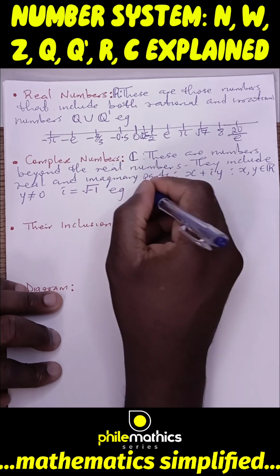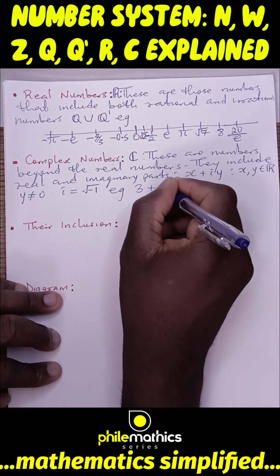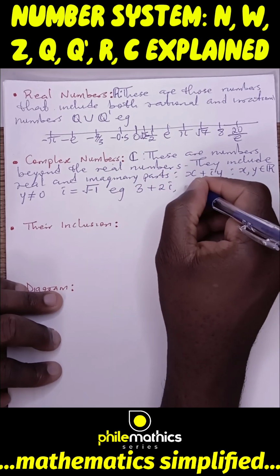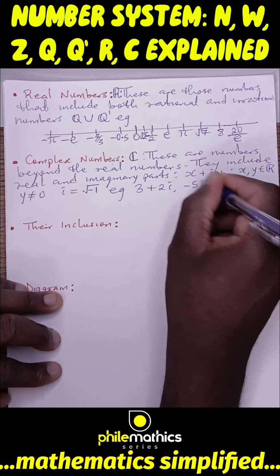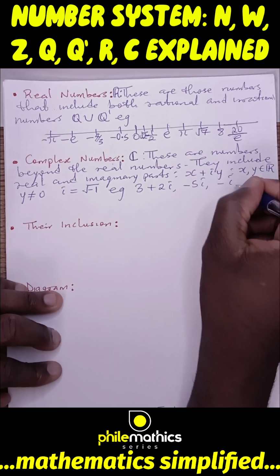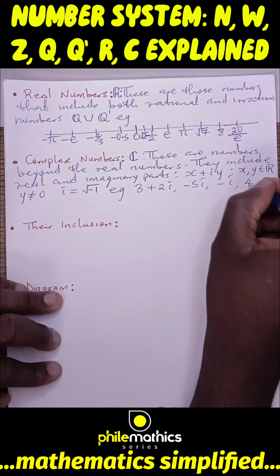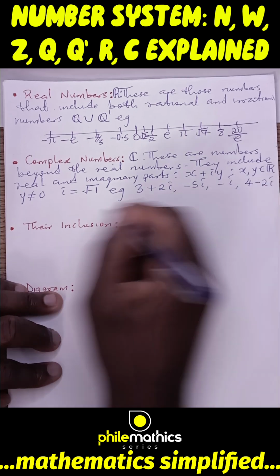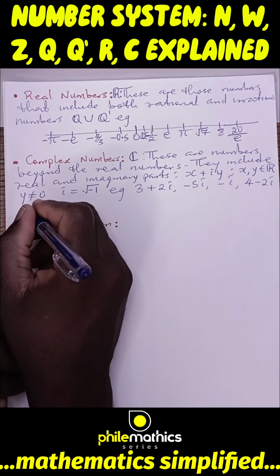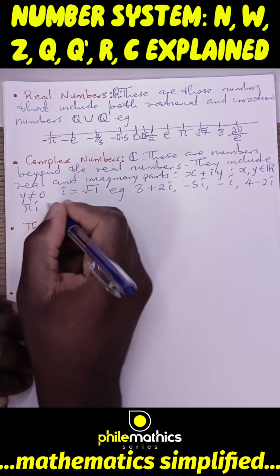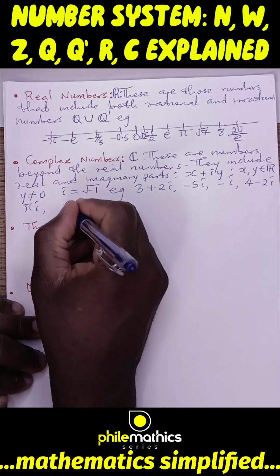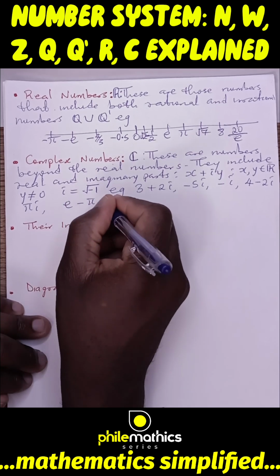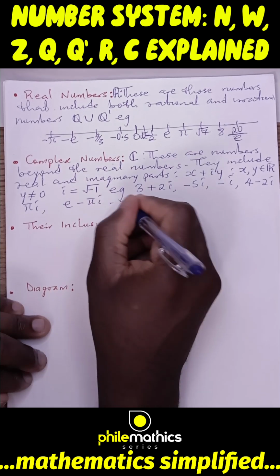Examples of complex numbers are 3 plus 2i, minus 5i, minus i, 4 minus 2i, pi i, exponential minus pi i, and what have you.